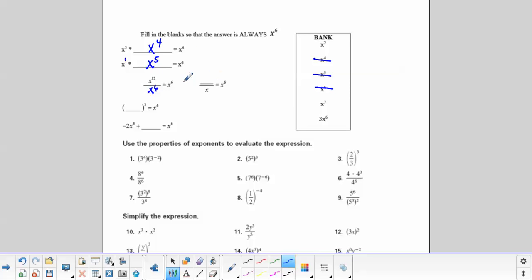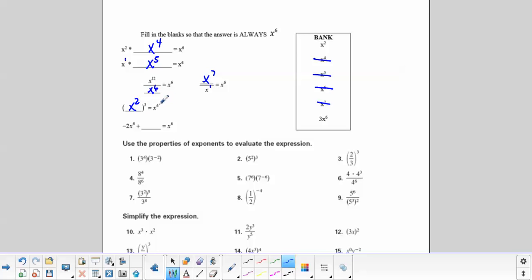Alright, and then this time I have x to the 1 in the denominator. So what number minus 1 equals 6? That would be 7. So this is x to the seventh. Okay, this is a power to a power problem, so I'm going to multiply my exponent. So what number times 3 gives me 6? This one. 2 times 3 is 6.